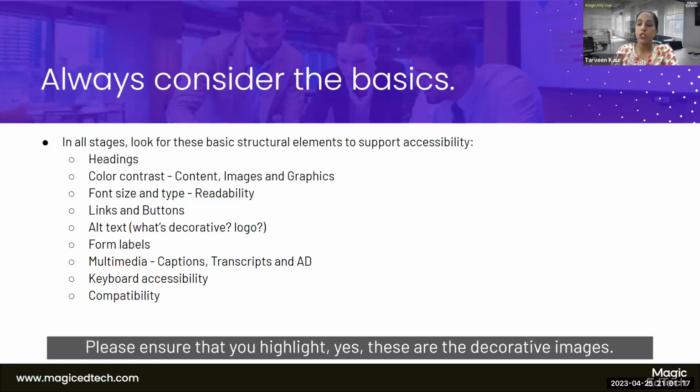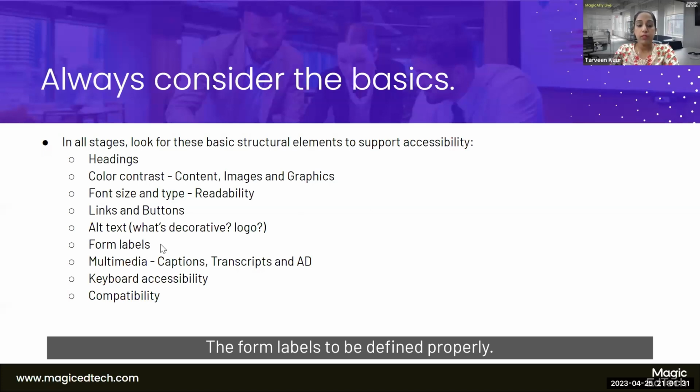Required alt text: please ensure that you highlight, yes, these are the decorative images, these are the logos, that can be made an exception, but the rest all needs to be done perfectly based on our WCAG principles. The form labels to be defined properly. All the multimedia content that you are designing should have options like captions, transcripts, audio descriptions, speed control, and all of the other stuff. So ensure that all the recommendations from the feature and functionality standpoint, ensuring all the accessibility needs are met, are highlighted at this stage.